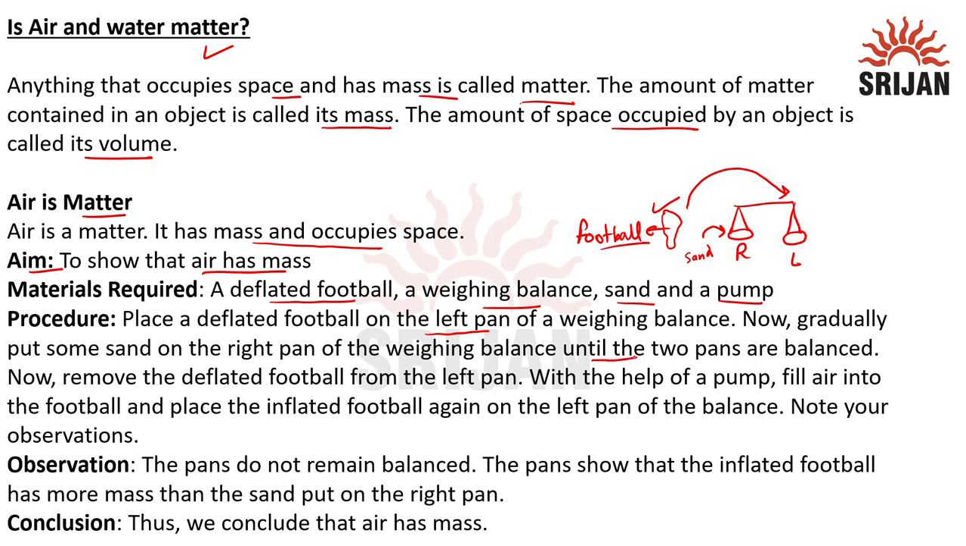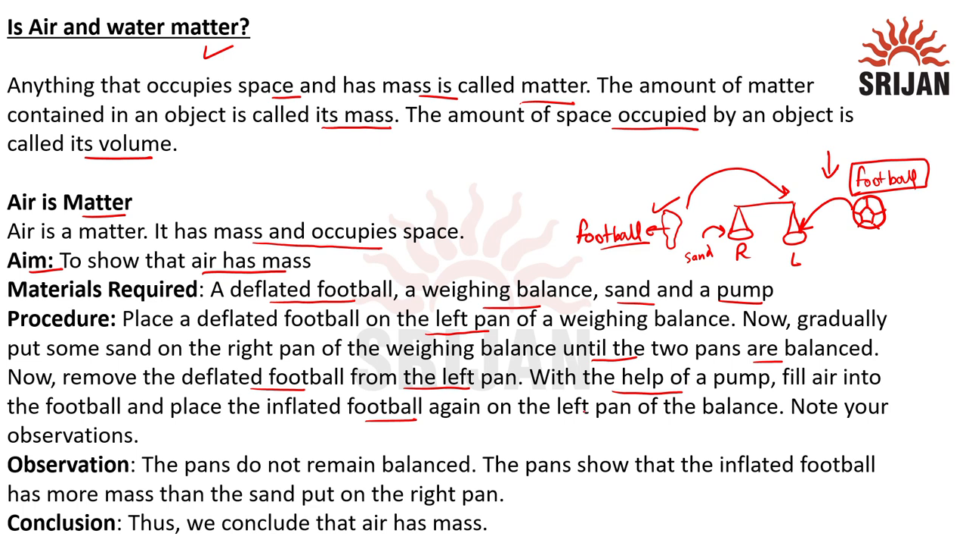Now balance it until the two pans are balanced. Now remove the deflated football from the left pan and, with the help of a pump, fill air into the football. Place the inflated football again. Now when we place the inflated football like this, suppose this is an inflated football, when you put this football on the left pan, the balance will be disturbed. That means the weighing balance shows this football has more weight after filling air inside it.